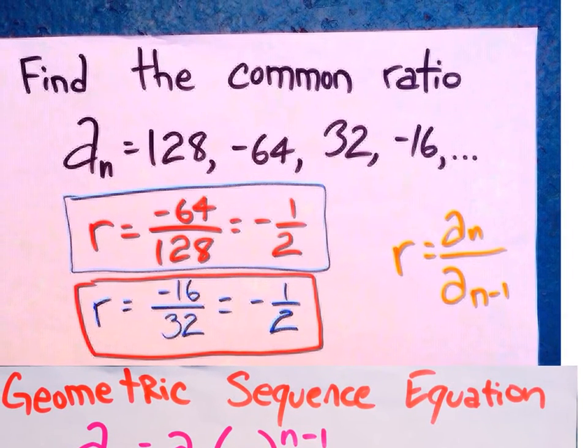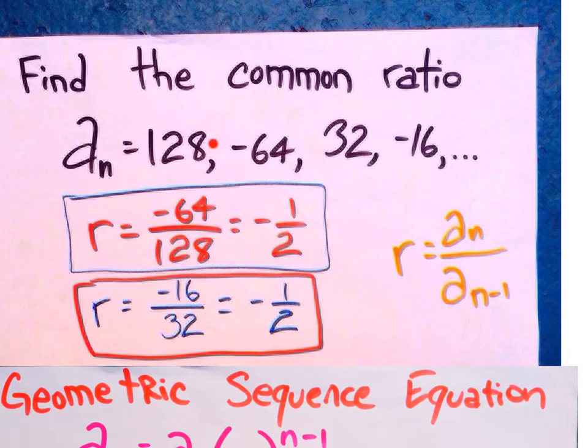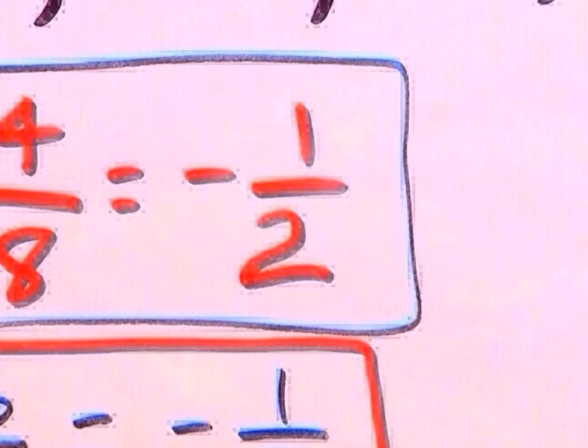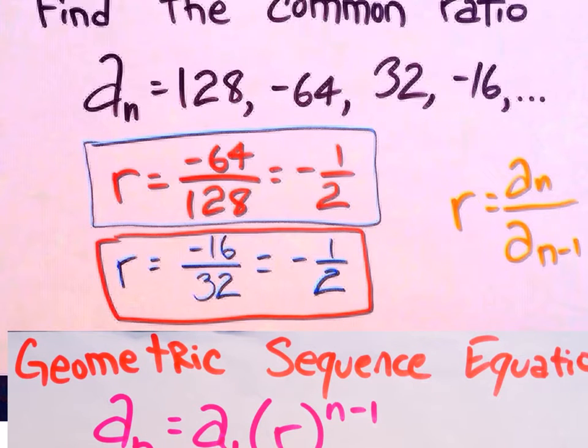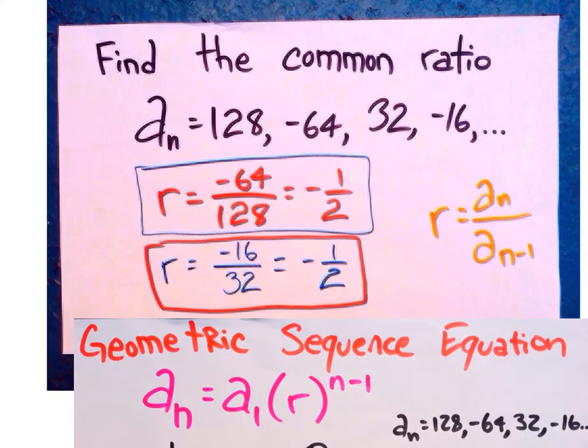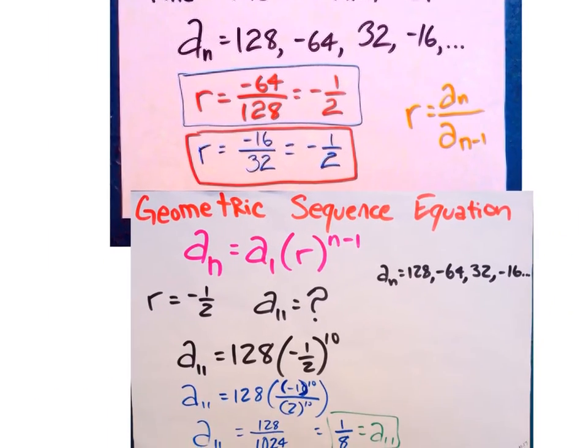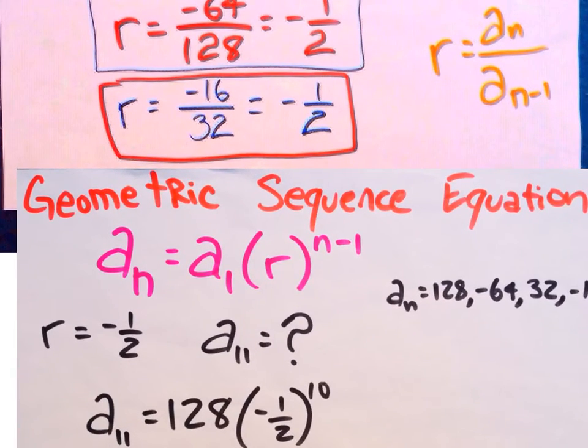So when we're looking at the sequence, we see that we've got, again, 128 to negative 64 to 32. If we take negative 64, and this will be a sub n, and divide it by the previous term, that's going to give us negative 1/2. If we selected another two numbers along the sequence, let's say the last two terms, negative 16 divided by 32, that's also going to give us the same ratio, negative 1/2. That's really critical as we're moving forward using something called the geometric sequence equation.